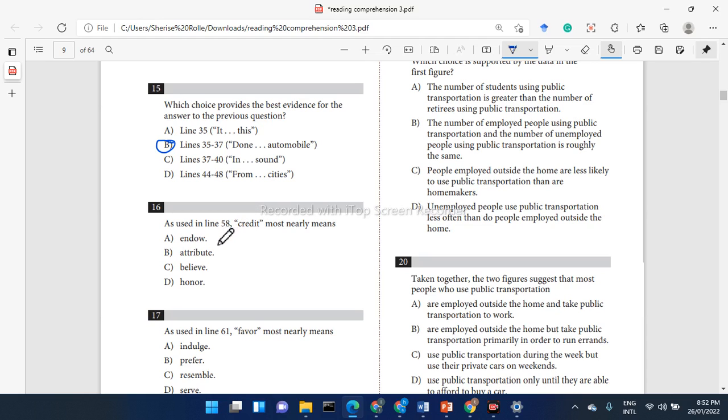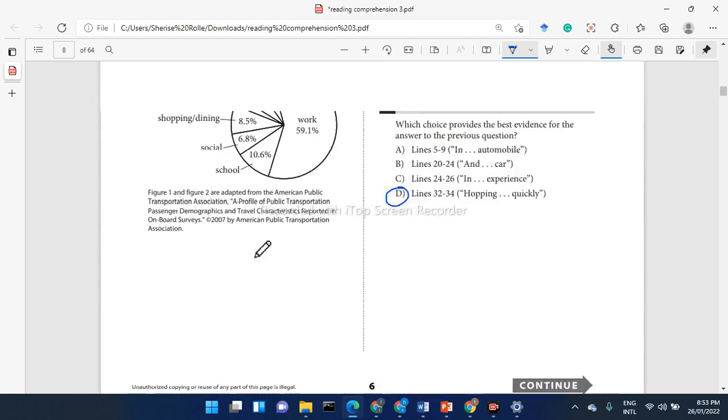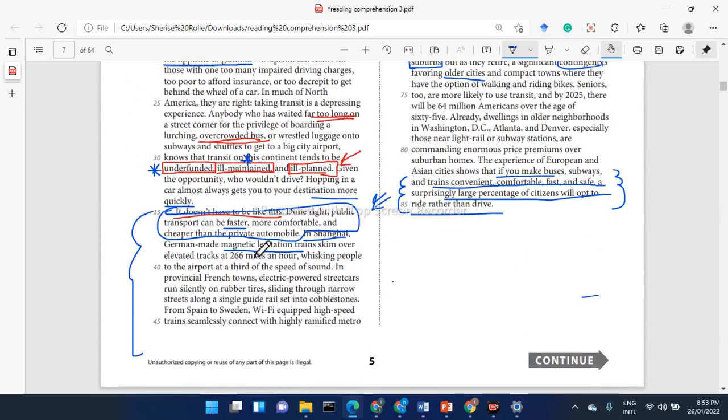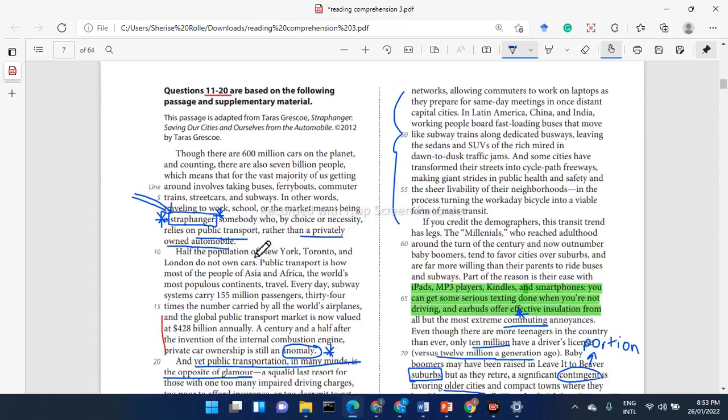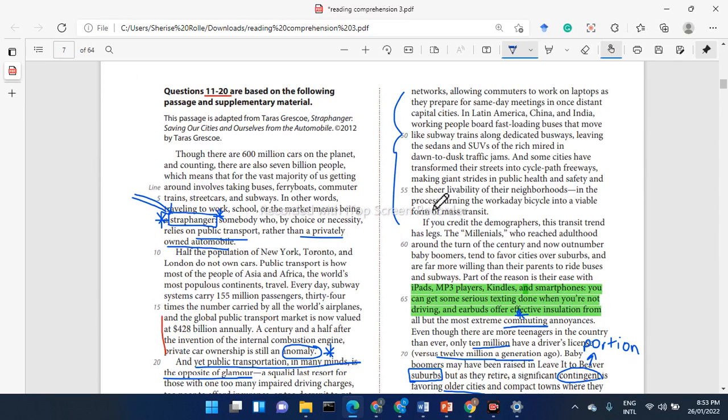So, as used in line 58, credit most nearly means: endow, attribute, believe, or honor? I think it's B. Okay, so we have to go to line 58 though, right? I'm fine without going to the passage. I already know I'm right. You already know you're right. Okay.